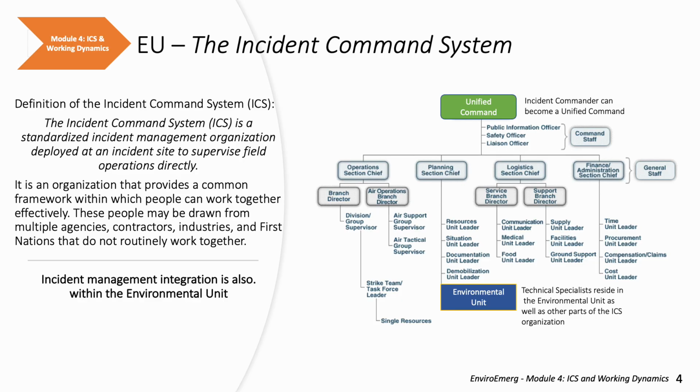And if we look over to the organization chart, it shows the types of branches and positions therein, including the environmental unit under the planning section. It's an organization that provides a common framework within which people can work together effectively. These people may be drawn from multiple agencies, contractors, industries, and First Nations that do not routinely work together. You may not have ever met them before.